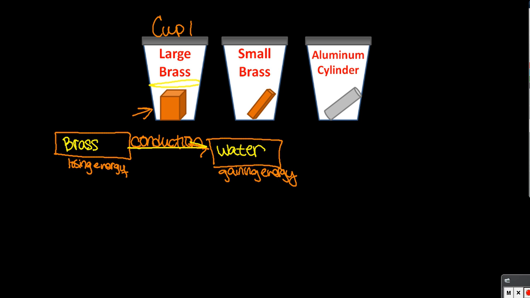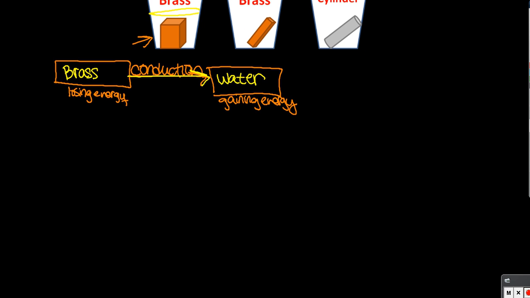Through conduction. In order to calculate the amount of energy that was transferred, you have to figure out the information that is needed to solve your problem. So the formula is mass times change in temperature times specific heat.